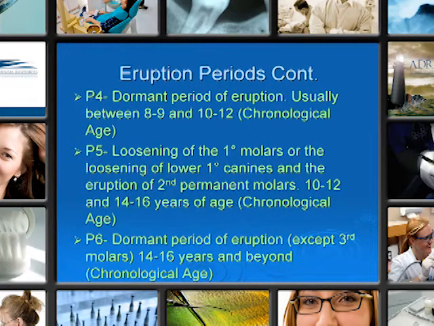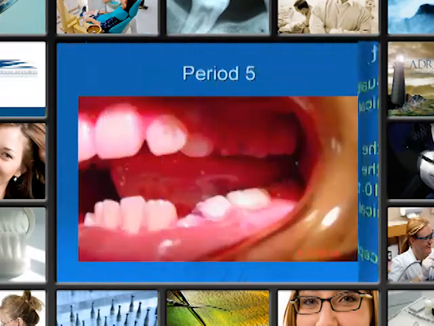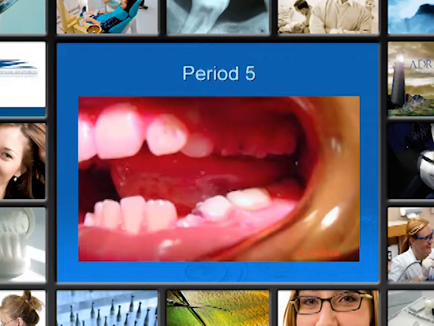Period 4 is a dormant period of eruption, usually between 8 and 9 and 10 to 12. Period 5 is the loosening of the primary molars, or the loosening of the lower primary canines and the eruption of the second permanent molars, ages 10 to 12 or 14 to 16 years of age. And period 6 is the dormant period of eruption, except for third molars, 14 to 16 years of age and beyond. Here's a slide depicting period 5. You'll notice on the mandible that we have a permanent cuspid coming in on the left side.